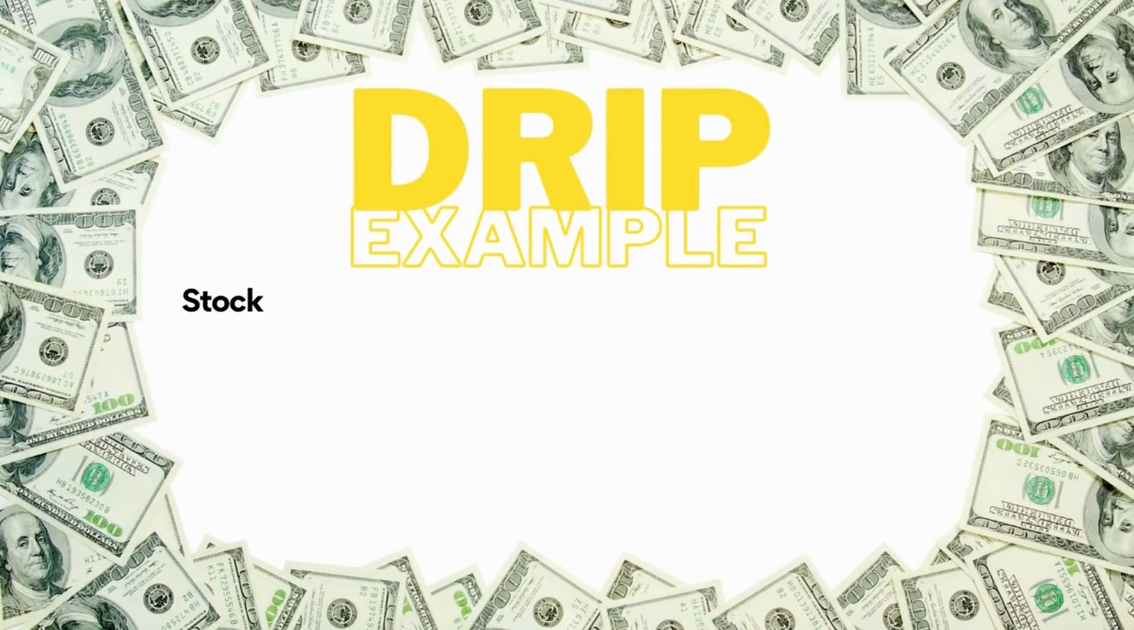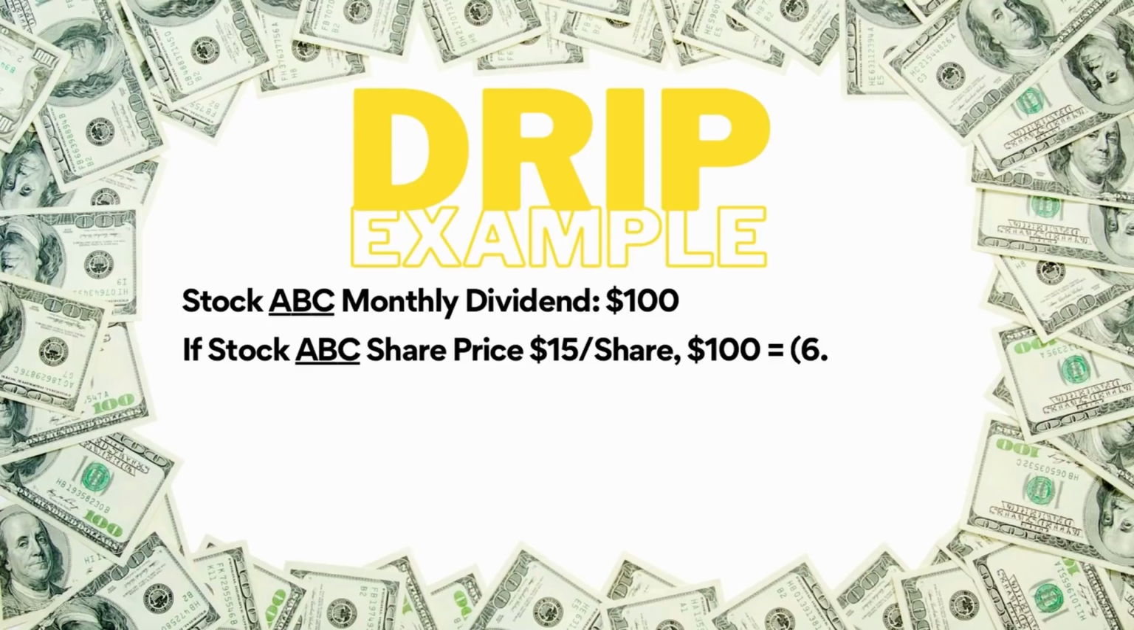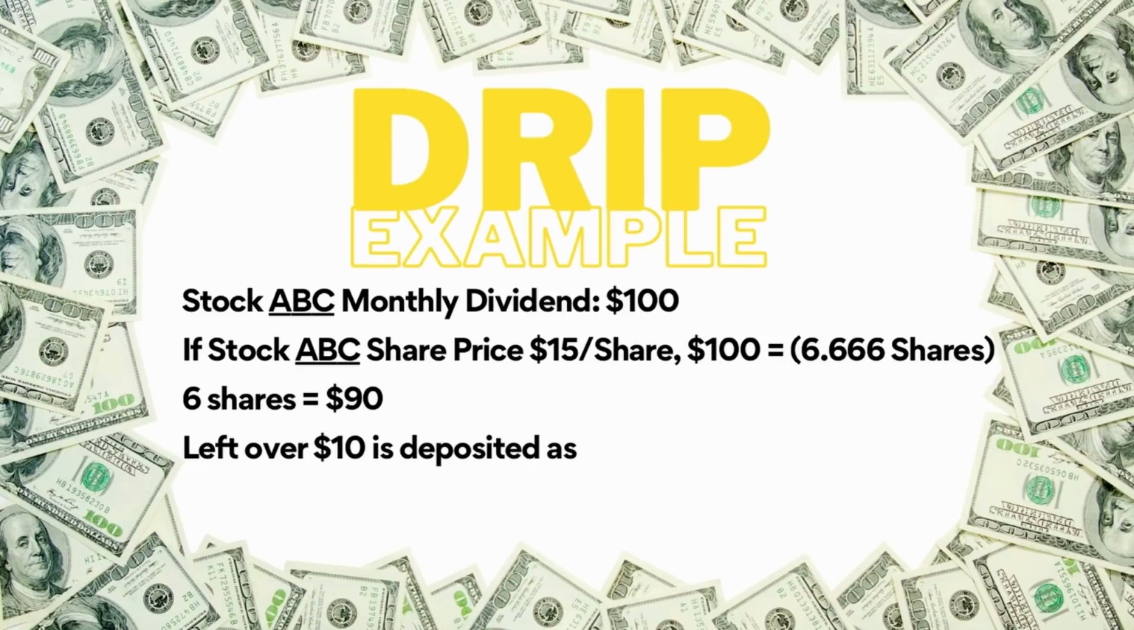Now, of course, this is a perfect scenario, right? What if the stock price is $15 a share instead of $10 a share? Well, in that case, you will only get 6 shares. But wait a minute, 6 shares times $15 is $90. So what happens to the leftover $10? Well, you get that in cash because most brokers do not offer fractional shares. They only offer whole shares. So you wouldn't get 6.66 shares, you would get 6, and the remainder or the leftover gets deposited as cash.